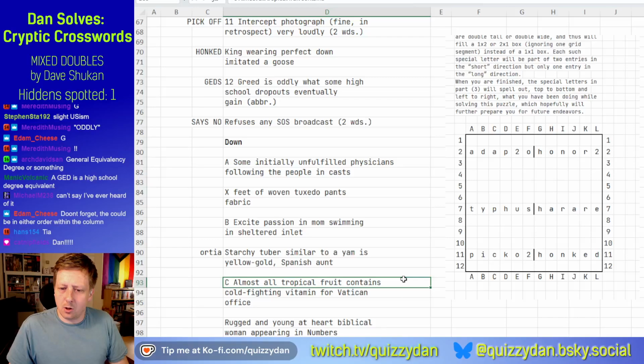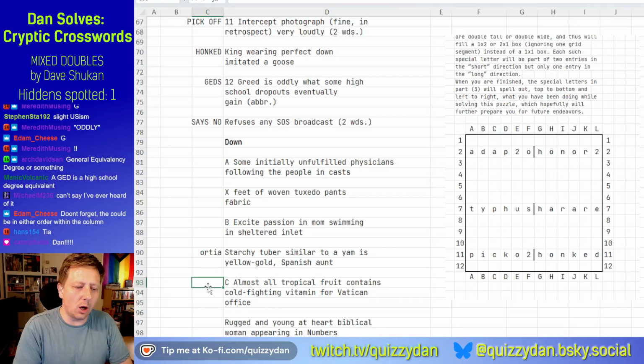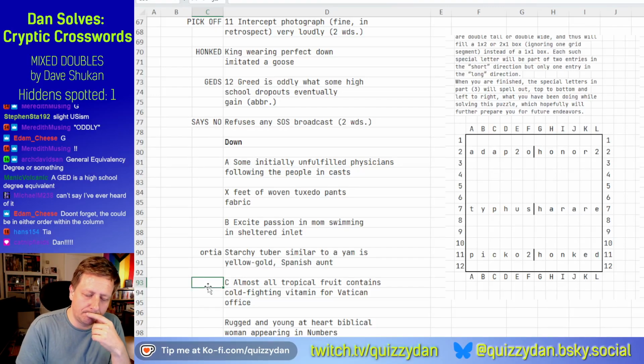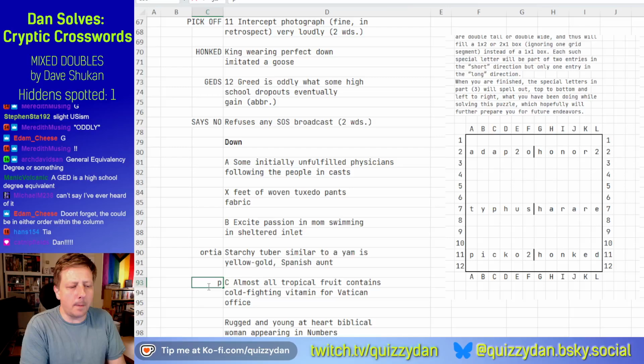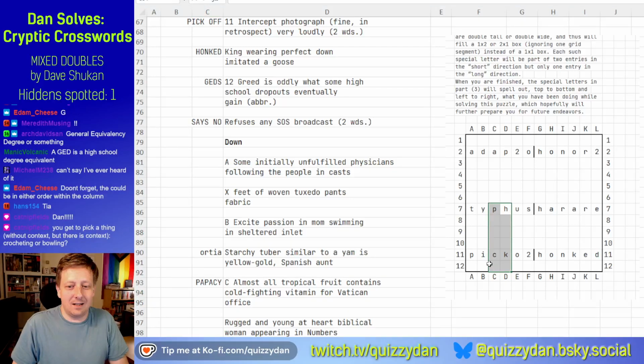Okay, well, B has gone spiffingly. C: almost all tropical fruit contains cold-fighting vitamin for Vatican office. So it's a papaya, but almost, so we take off the last letter. It's going to contain a cold-fighting vitamin, C, and we put that in there and we get the Vatican office. The papacy, I mean, that. It could go there. Equally, it could go there. But that's looking interesting, isn't it? I think that's where it's going to go.